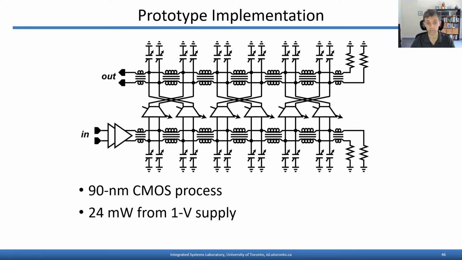We did demonstrate this architecture with a prototype implementation in 90 nanometer CMOS, which was at the time quite state-of-the-art. This was 20 years ago. It was a fully differential implementation, so the delay lines, although I've been showing single-ended delay lines until now, in fact were realized with differential inductor structures and differential tap amplifiers, and that allowed us to save some area.